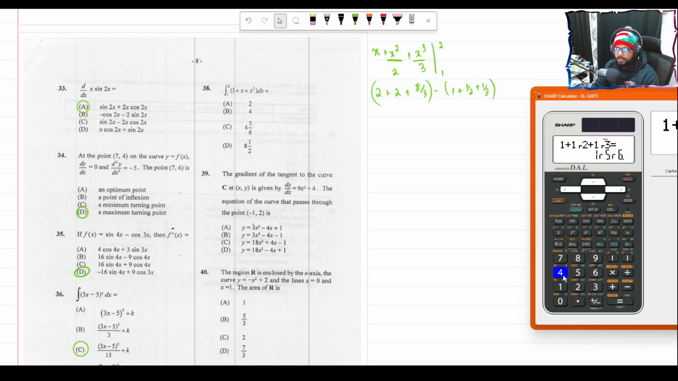However, I could utilize my calculator properly. So I'm going to get 4 plus 8 over 3, take away the last answer displayed on my calculator, 4 and 5/6.